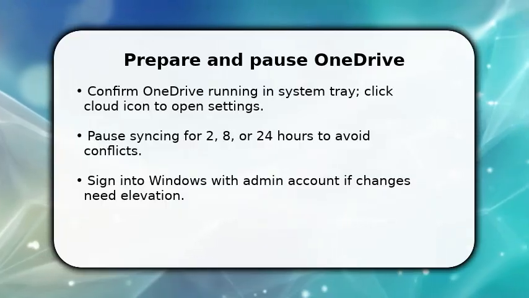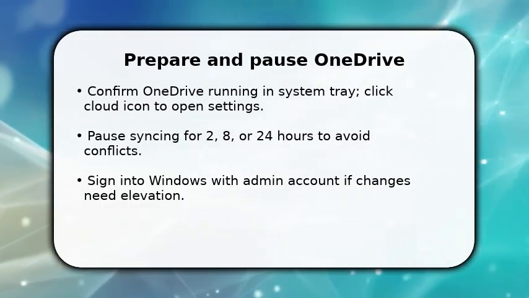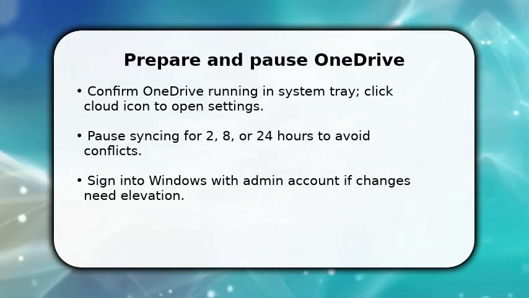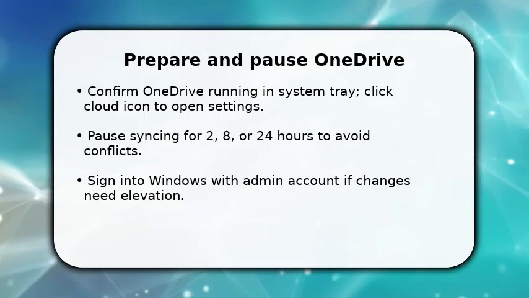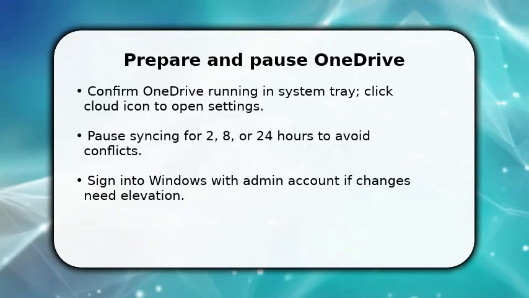You're starting by stopping active transfers. Open the OneDrive cloud icon in the system tray and choose Pause Syncing. Once done, pick 2, 8, or 24 hours to give yourself time. You need admin rights for permanent changes, so make sure you're signed into an admin account.